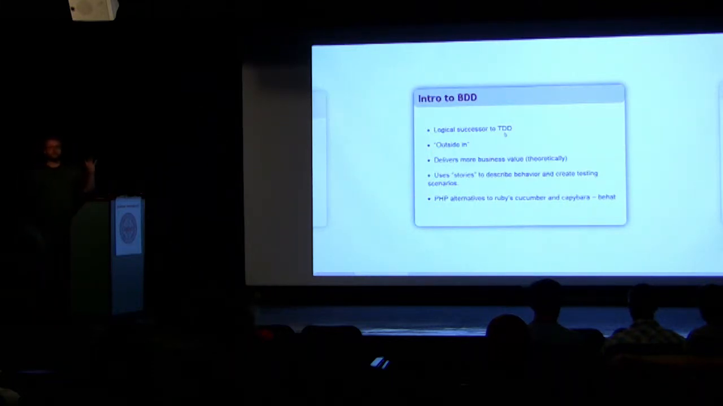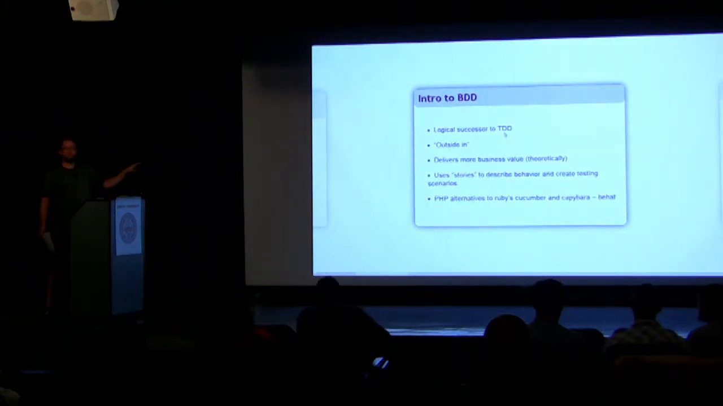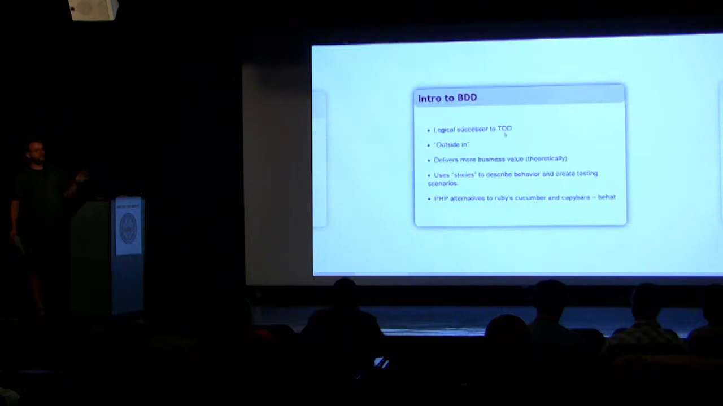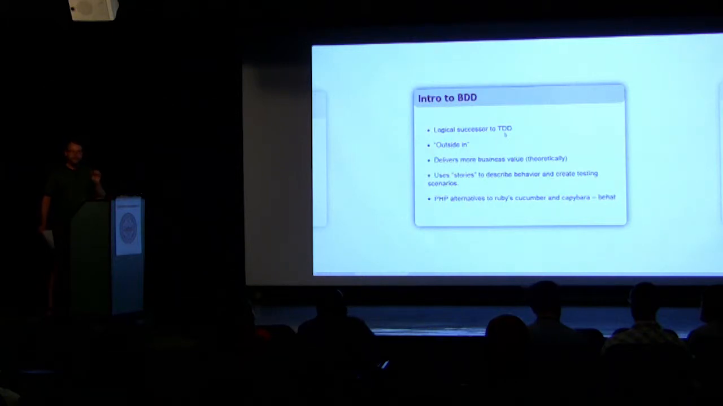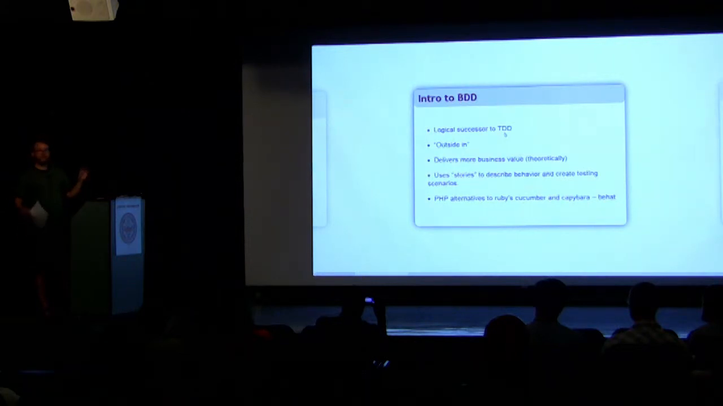BDD, behavior-driven development, is hopefully the logical successor to test-driven development, where the idea behind it is you write the test first, and then you write the code that makes the test succeed. So with test-driven development, you would encode very specifically all of the parts that make up your application and the objects in your application first, and then you would write tests. You would write the test and then you would write the code afterwards. So test-driven development is much more minute. Behavior-driven development is like test-driven development, but at a much higher level.